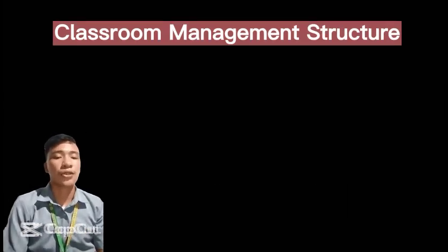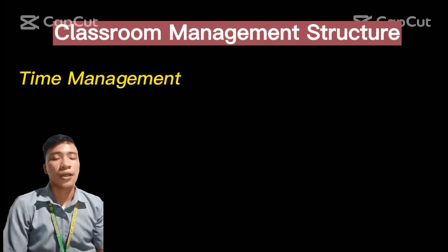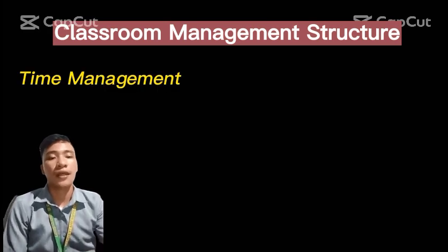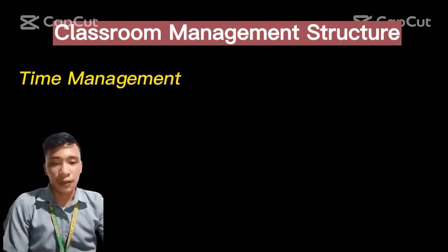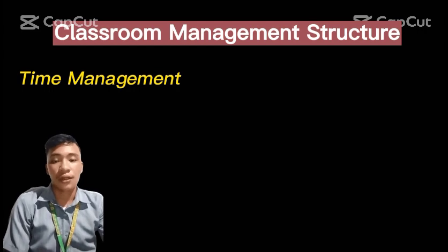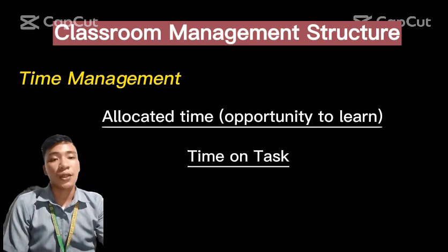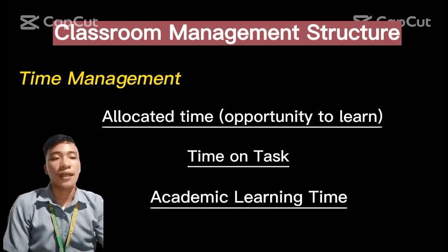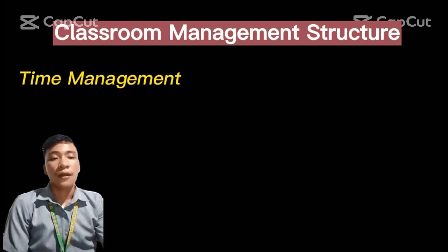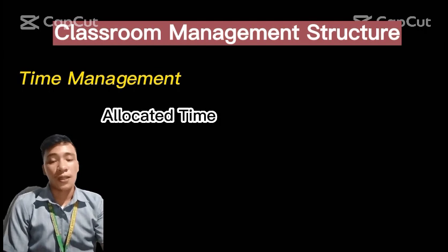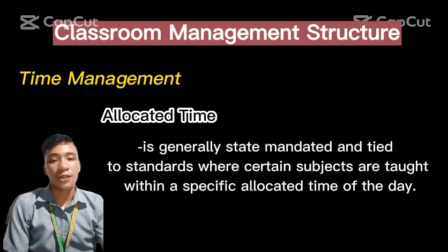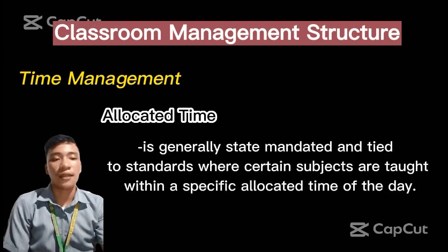Structure. There are four under structure. First is time management. There are three categories of time educators are concerned with, namely allocated time or opportunity to learn, time on task, and academic learning time (Feldman, 2003). Allocated time is generally state mandated and tied to standards, where certain subjects are taught within a specific allocated time of the day.